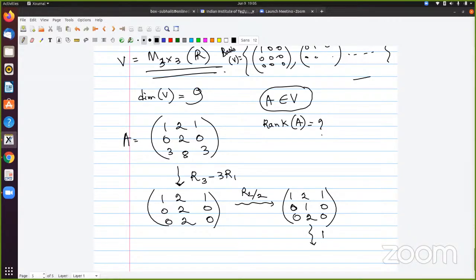So then R2, R3, R3 minus R2, twice of R2. Okay. Then we have the rank. Then another one step is remaining, no? Yes. R1 minus twice of R2.